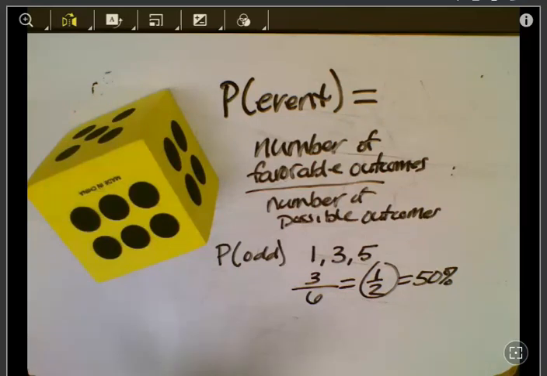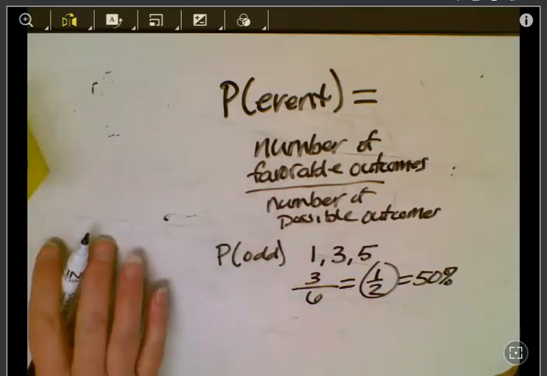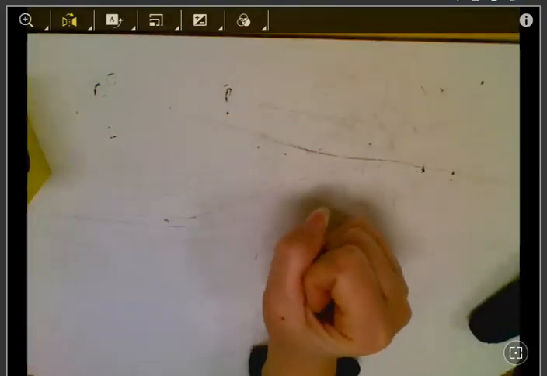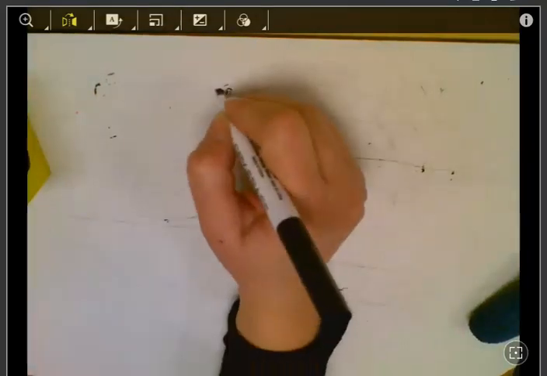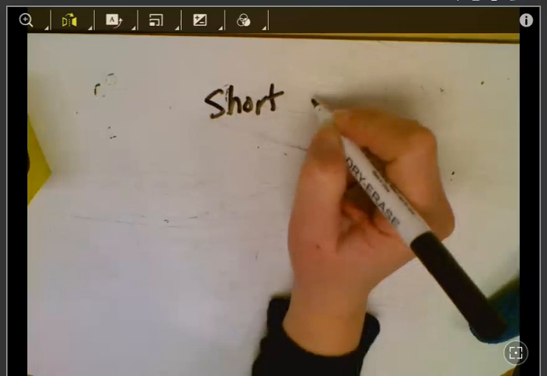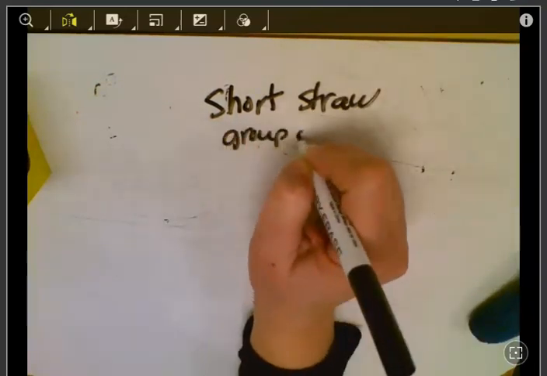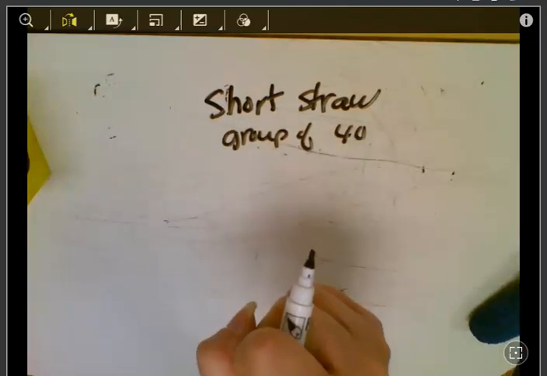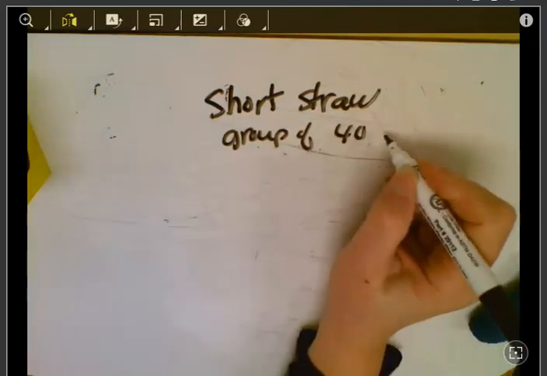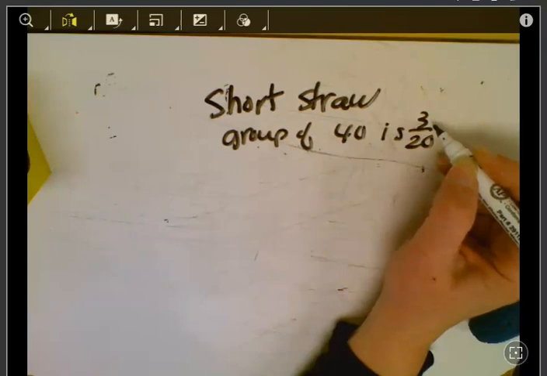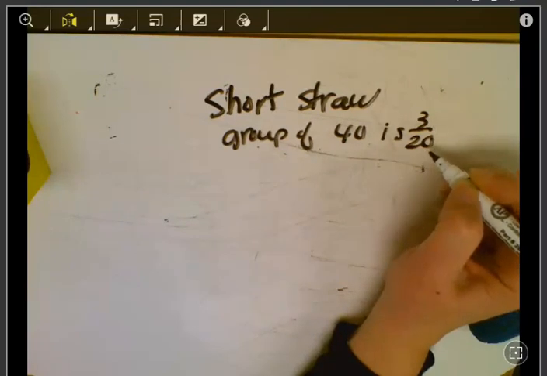If you got this short straw game going on, the probability that you draw a short straw. So I've got a bunch of straws in my hand and I'm hiding the straws so you can't actually see the length of them. So I draw, the probability of drawing a short straw from a group of 40 straws. So imagine I have 40 straws in my hand and it's going to be 3/20ths. So they're saying 3 out of 20 are going to be short.